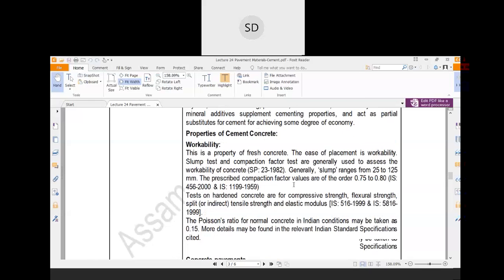Now, properties of the cement concrete. The first property is workability. What is the definition of workability? Workability is the ease with which you can mix and place the concrete. Generally, with the increase of the water cement ratio, workability increases, but as the water cement ratio increases, the strength of the concrete reduces. Therefore, to increase the workability without increasing the water cement ratio, we generally use plasticizers and super plasticizers.